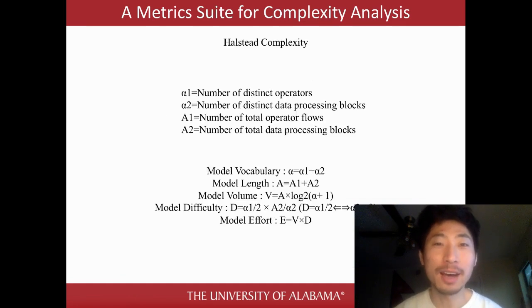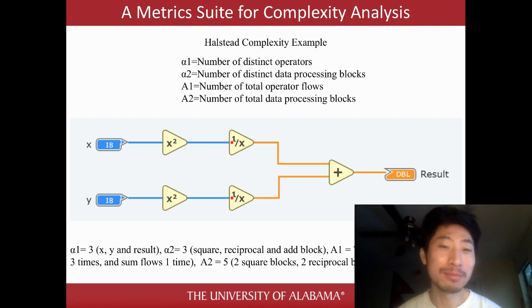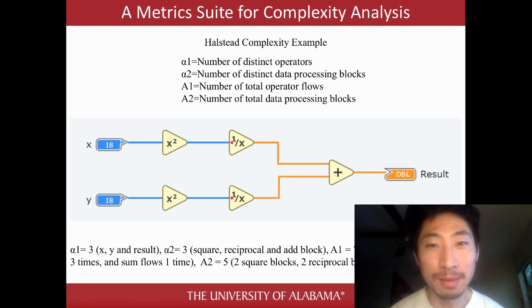The next metric is Halstead complexity. Before introducing this metric, we need to define 4 basic metrics: the number of distinct operators, number of distinct data processing blocks, number of total operator flows, and number of total data processing blocks. And we can define 5 different metrics based on these 4 basic metrics. They are model vocabulary, model length, model volume, model difficulty, and model effort. We will show an example to illustrate the Halstead complexity.